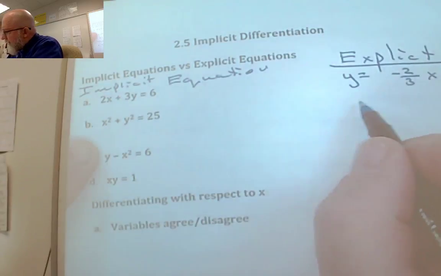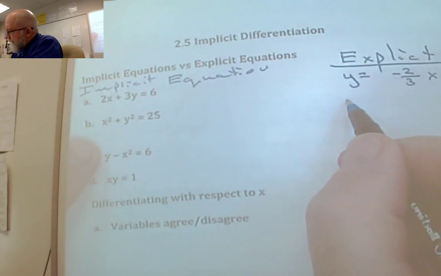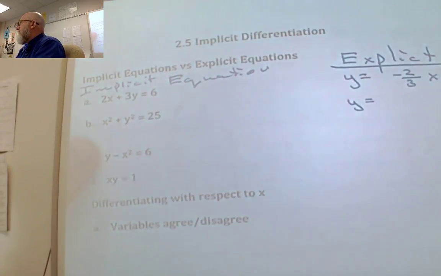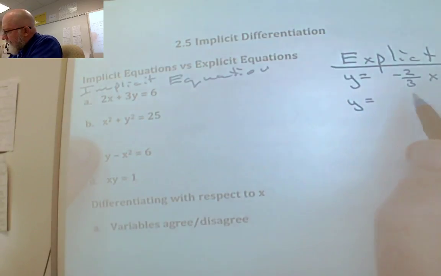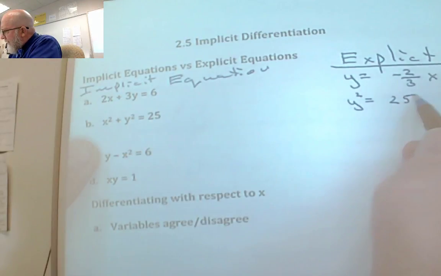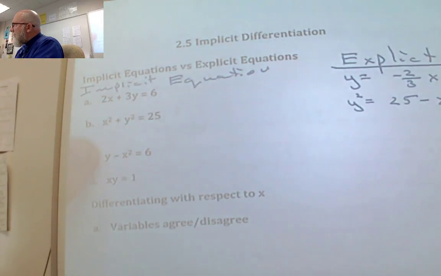Tyler, what about this one? Can you do that one in your head? It would be... -x plus 5. How'd you get that? Subtract x squared. Okay, so I get y squared equals 25 minus x squared, correct? Okay, and then what am I going to do next? Okay, and if I take the square root, what do I get as an answer?